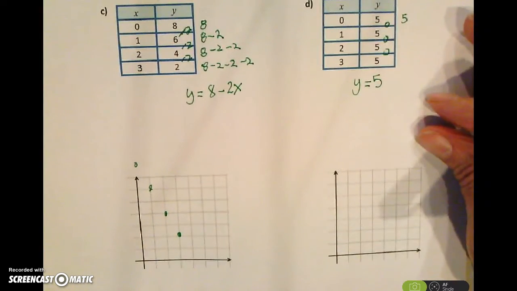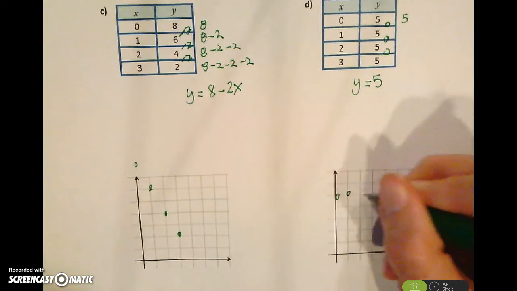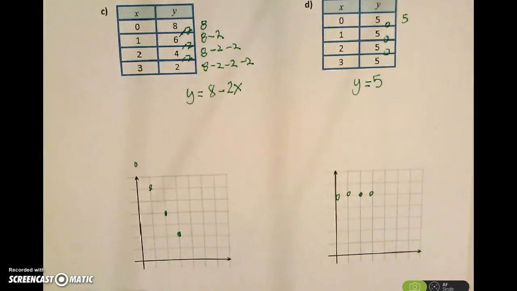When we graph that function, we have 0, 1, 2, 3, 4, 5. We have 1, 5. We have 2, 5. And we have 3, 5.